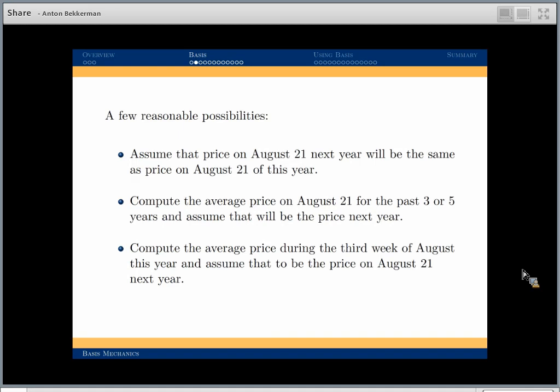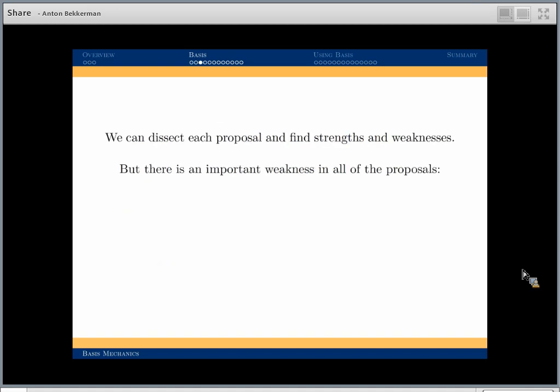Let's take the past few years and say that that average price is going to be a pretty good estimate of what next year's price is going to be. Okay, seems reasonable. And maybe a third possibility is, instead of looking at just August 21st, let's look at the third week of August, right? That captures August 21st and maybe August 18th through the 25th, whatever, right? So you're trying to bring in more information and use that additional information to try to make a better prediction.